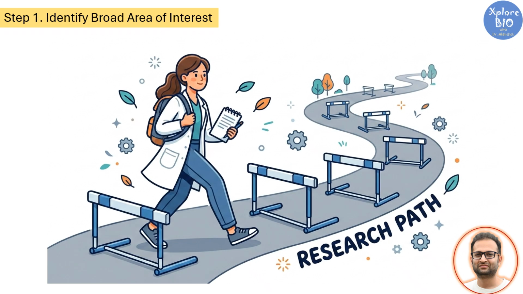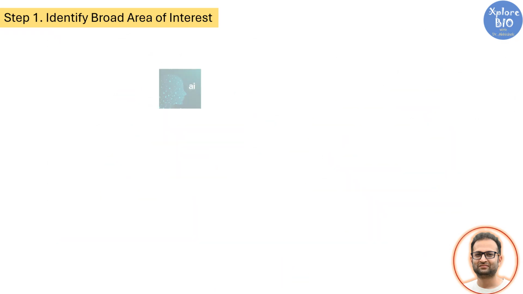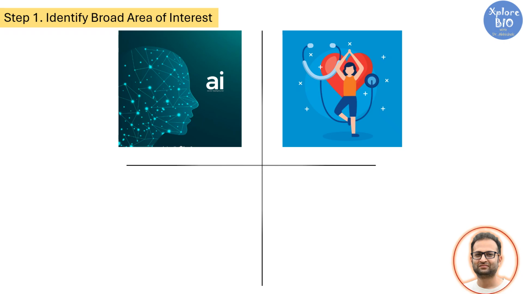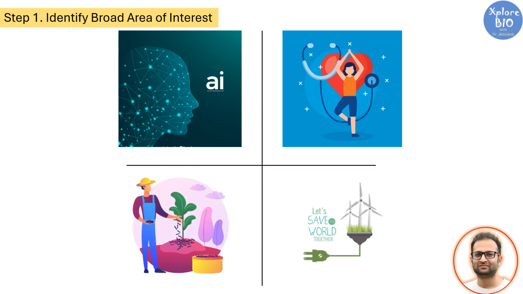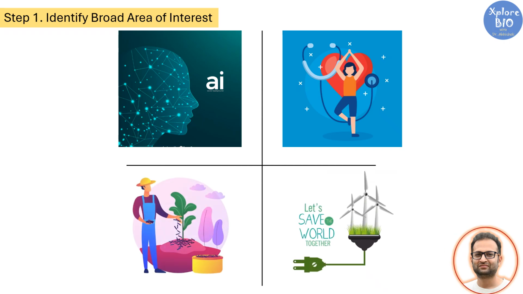The first step is identifying your area of interest. Research is a long journey, and without genuine interest, you won't be able to sustain long. Every hurdle will make you feel like quitting. Find what motivates you to read, explore, and stay curious. For example, does artificial intelligence, human health, crop improvement, or sustainable energy interest you? Suppose I'm interested in foods for heart health. This topic is still broad, but you can narrow it down, for instance, beetroot and heart health.